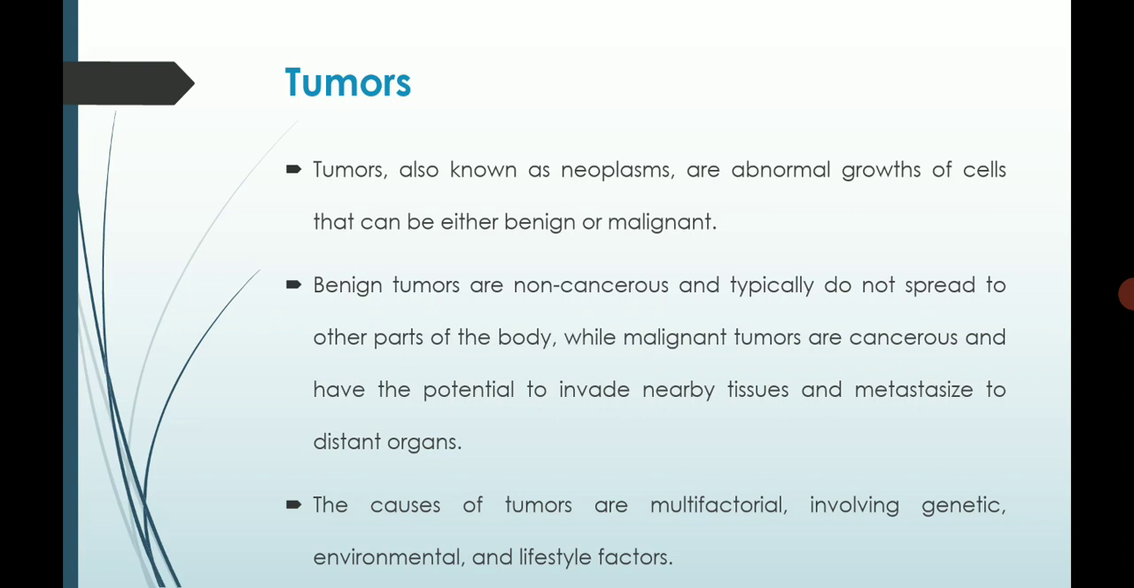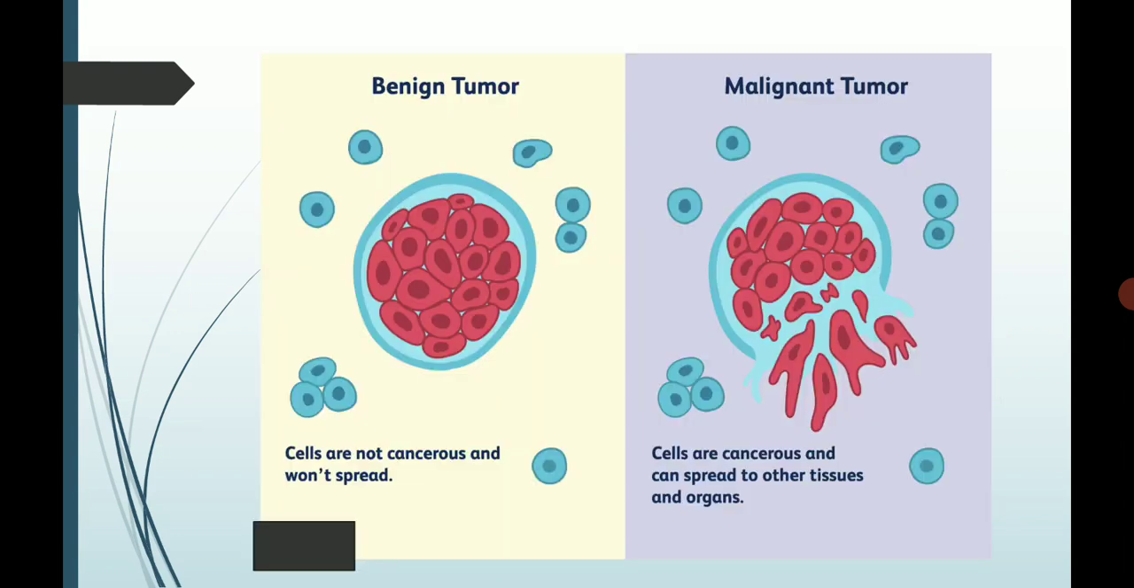As for the causes of tumors, there are different types of factors available, including genetic factors, environmental factors, and lifestyle factors. These are the common factors, and those are the reasons that a person can get any type of cancer in their body.